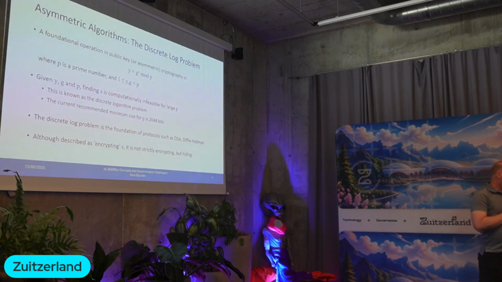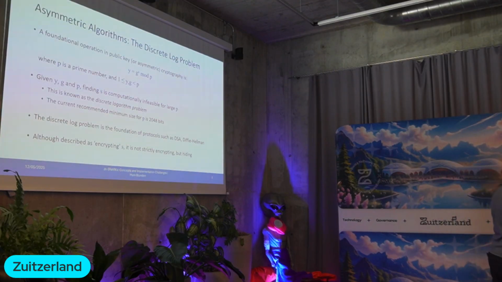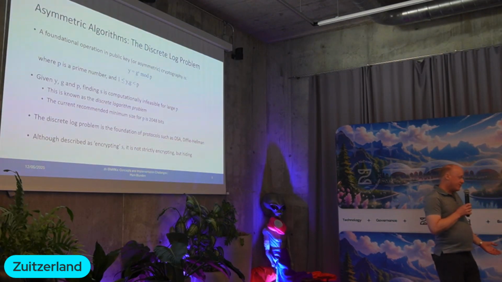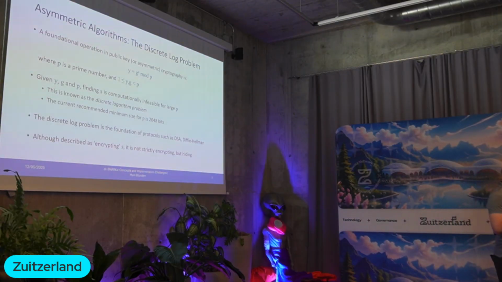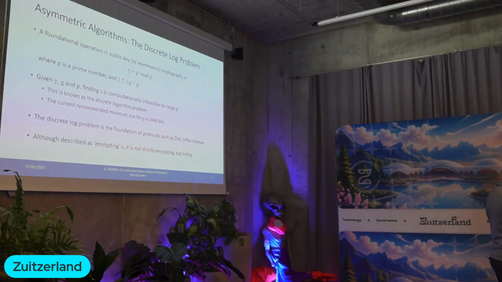Why this problem is interesting is that, given y, g, and p, it's computationally infeasible to determine s, provided this prime p is large enough. And by large enough, the current recommended minimum size for p is 2048 bits in length, so they are huge numbers to give you sufficient security. And this is the problem that defines or enables schemes like Diffie-Hellman and DSA. They're all built around this central problem we see here, the discrete log problem.